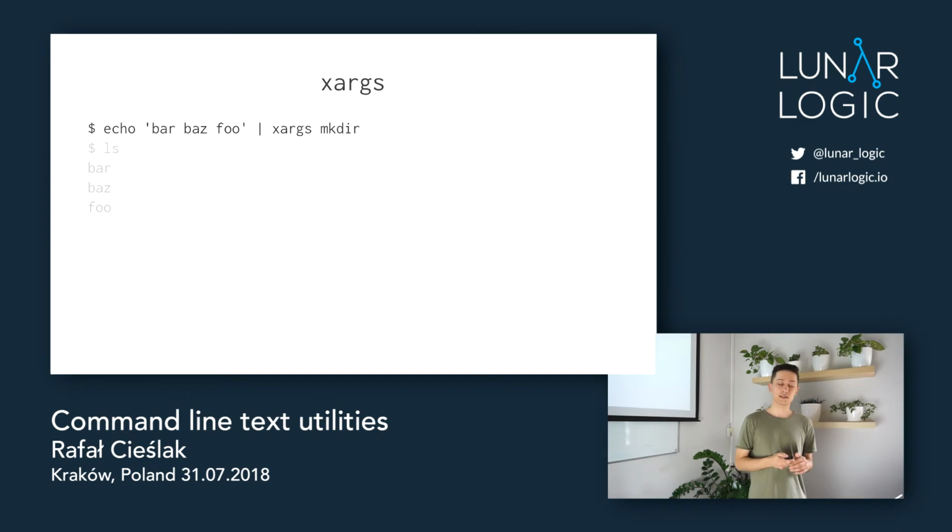Next up is xargs. If all you have is text, sometimes you will definitely need to process this text and then execute a command for each line of the output or each word of the output. And this is what xargs does. Here I pass bar and baz as foo, and then xargs for each word is going to run the mkdir command, and as a result, I'm going to get 3 separate directories.